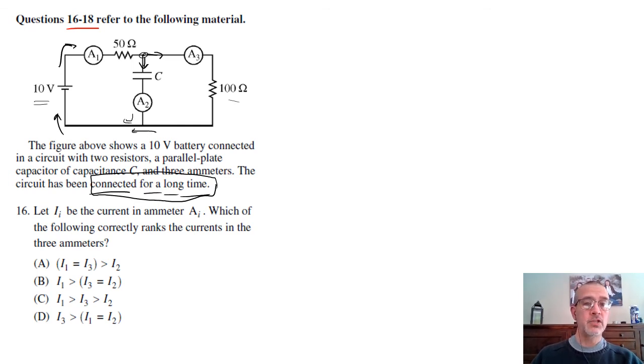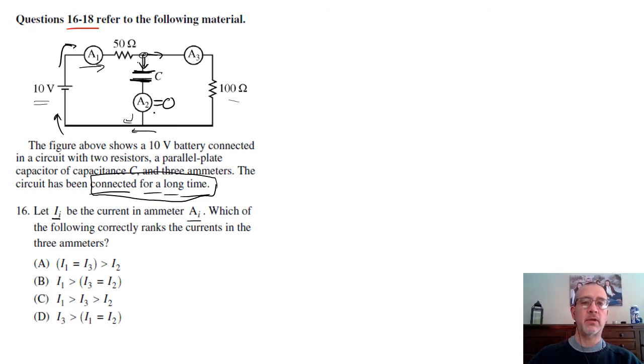So first we say let I1 be the current in ammeter A1. That's weird. That actually should be I1 and A1. Which of the following correctly ranks the currents in the three ammeters? Well, we know that the capacitor is now fully charged, so that there's going to be no current in ammeter 2. So this is going to be reading 0. What that means is that all the current is going to be flowing through A1.